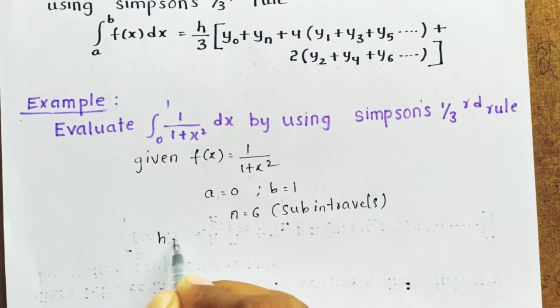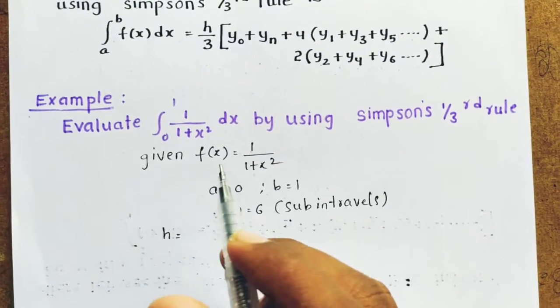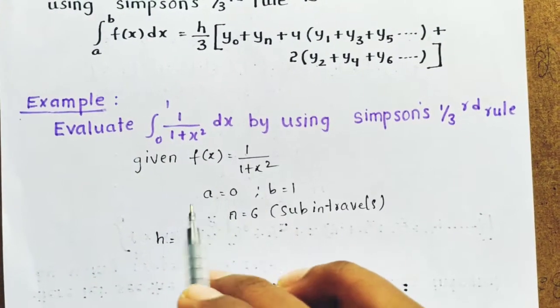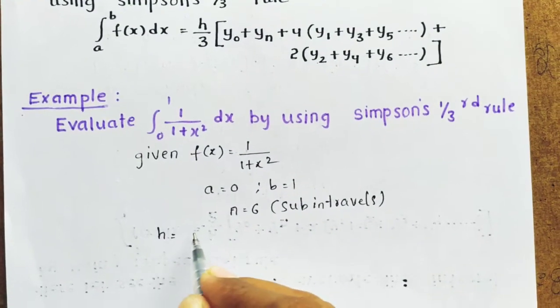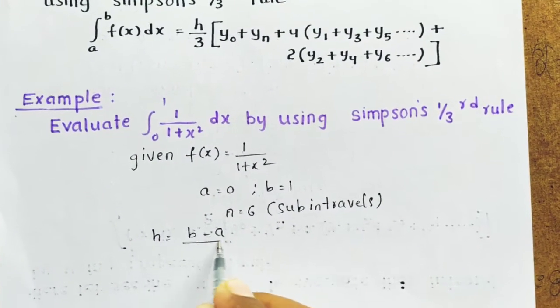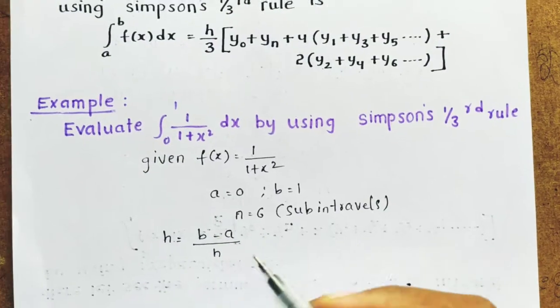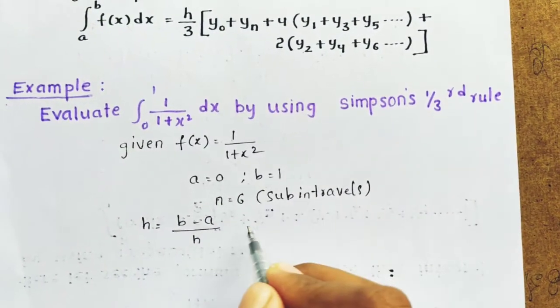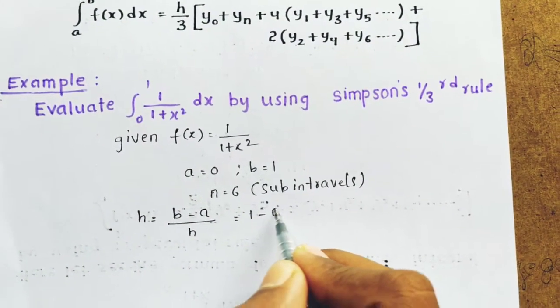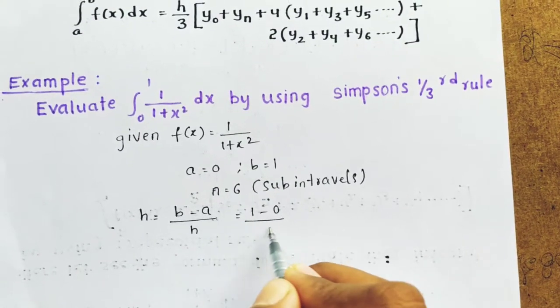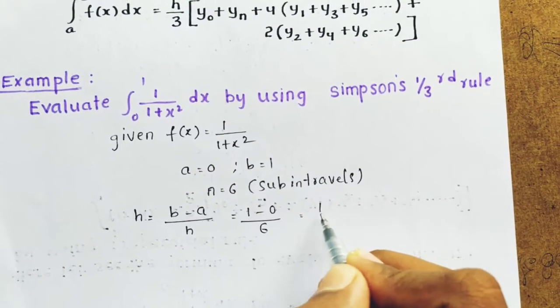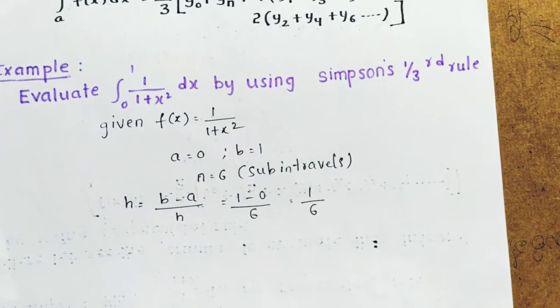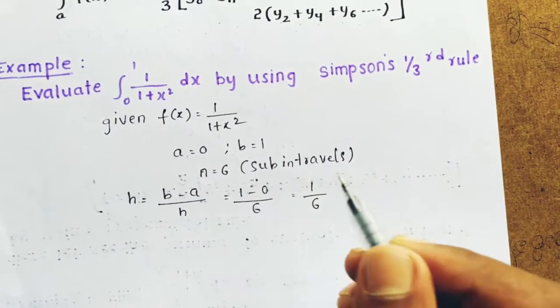So we can find the h value. Here h means the difference between one subinterval point and the next. h equals b minus a by n. This is the formula, so substitute the values: b equals 1, a equals 0, and n equals 6. So the h value is 1 by 6, so the difference is 1 by 6.